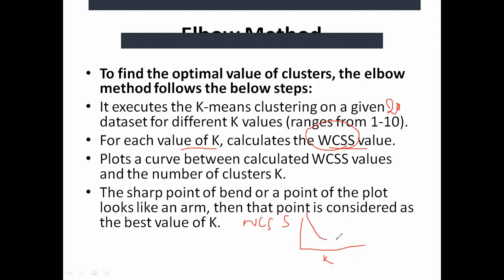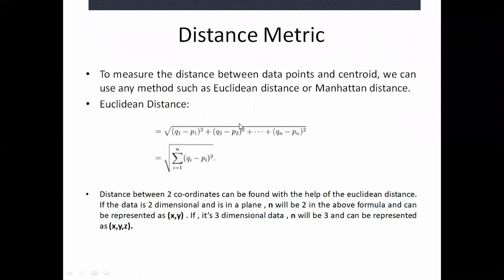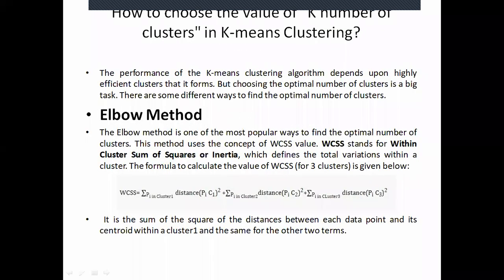Suppose it is like this. The elbow of the graph is over here. That means this is the sharp point of bend. Find the sharp point of bend, or the point of the plot that looks like an arm. Then that point is considered the best value of K. So this is considered the optimal value. Okay, so this way we will find the optimal value of K. Fine. So this is how to find the value of K.